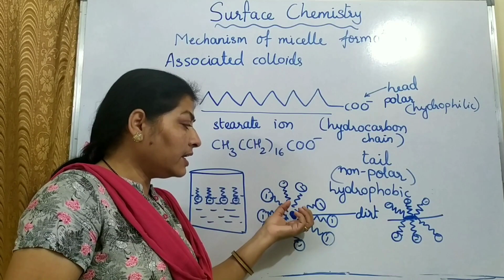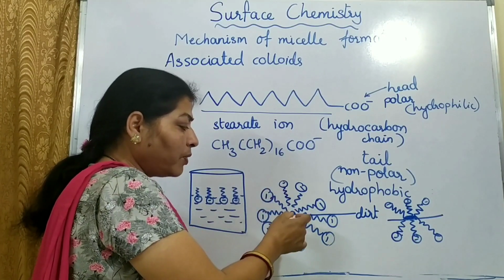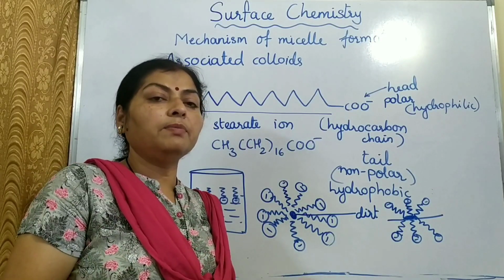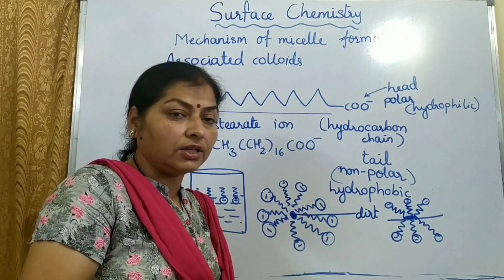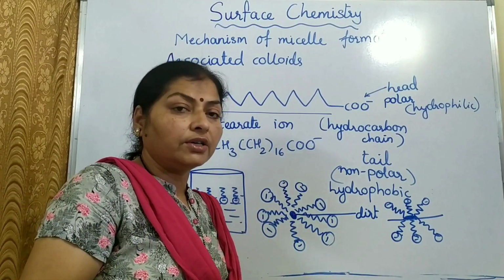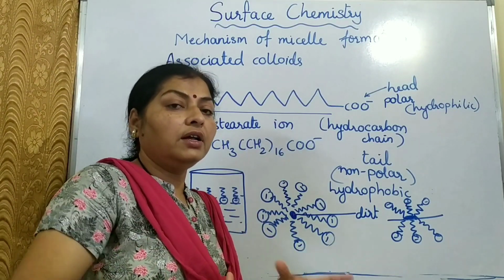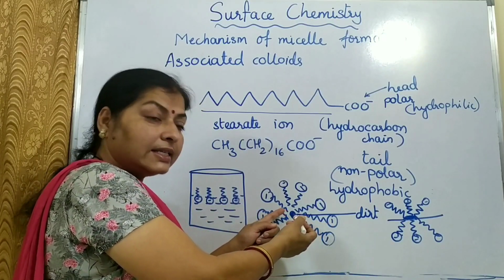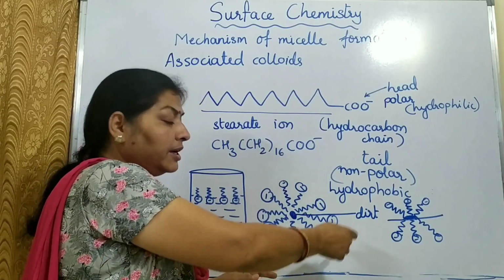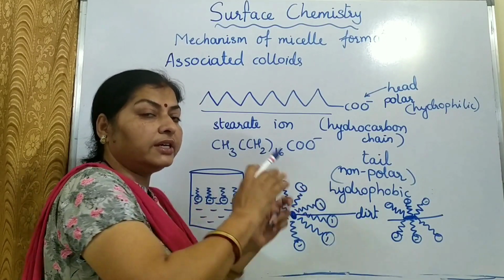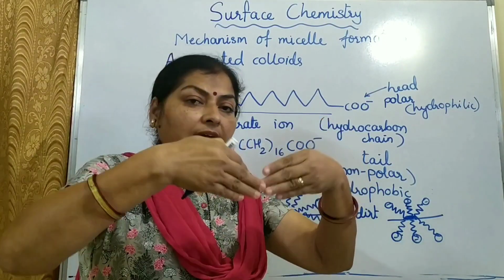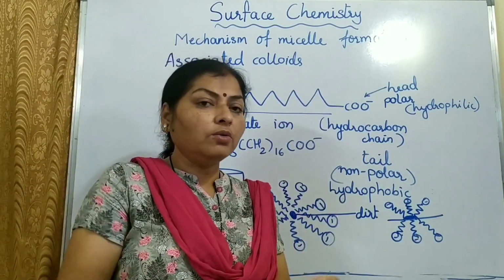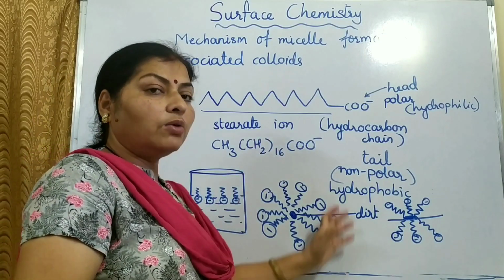Now in this spherical aggregate, what is happening? All the tails are pointing towards the center of the sphere. Why they are pointing towards the center of the sphere? Because they are hydrophobic in nature. They try to remain away from water. So in this effort, their orientation is in such a way that all the tails are pointing towards the center and the heads are pointing towards the surface of the sphere. So it is just like a sphere with all the tails pointing towards the center of the sphere and heads are pointing outside towards the outer surface of the sphere.